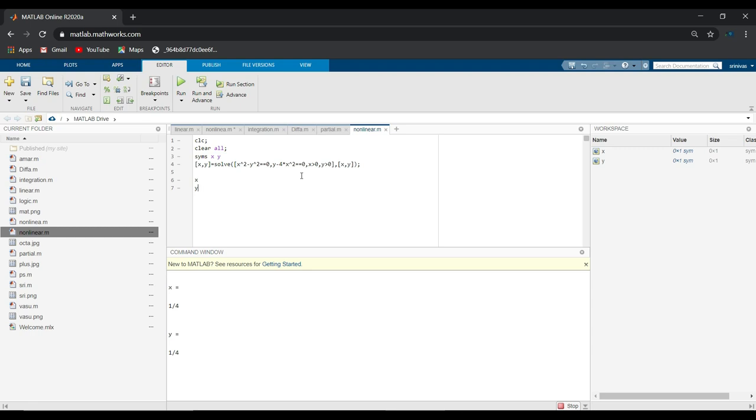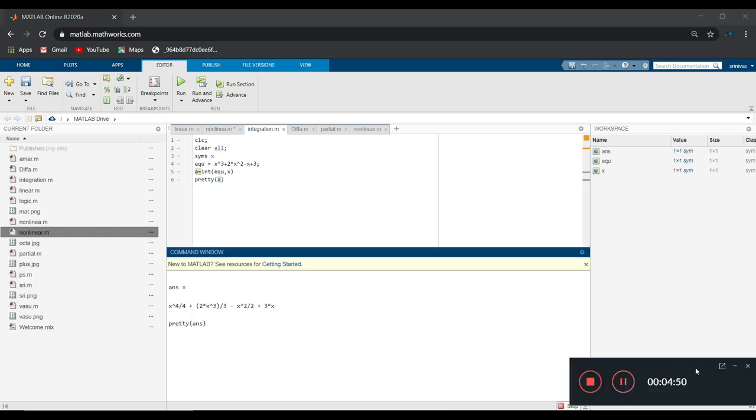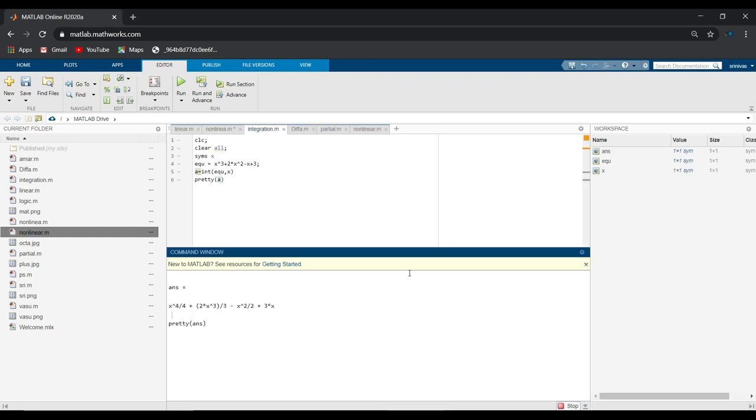In this way, nonlinear equations are evaluated. If you have any doubts while executing, please contact us very soon. We will clear them very easily. Next, we are going to see integrations. Let's see the integration values.